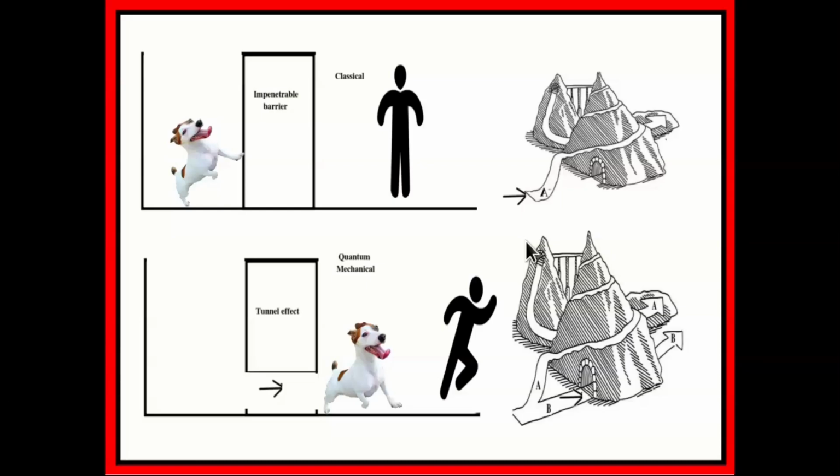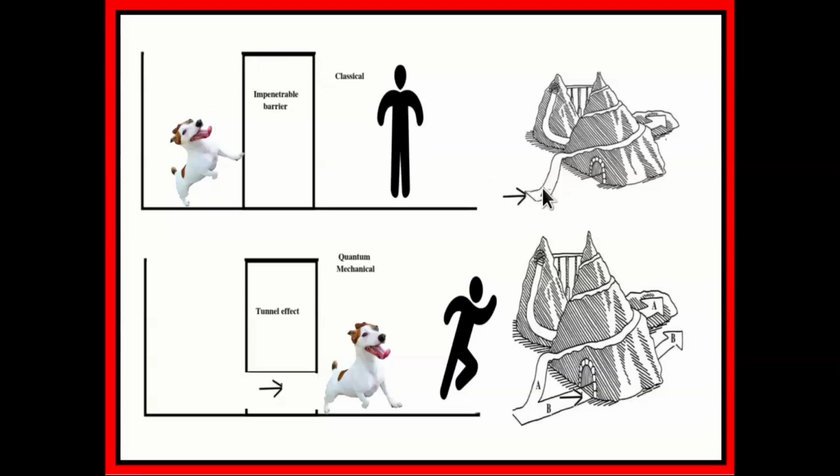This is a pictorial representation of the tunneling process. So this is the barrier. This is the classical picture. The dog cannot cross the barrier unless it has so much energy that it jumps over the barrier to the other side. So it cannot go after the man. So it is something like this.